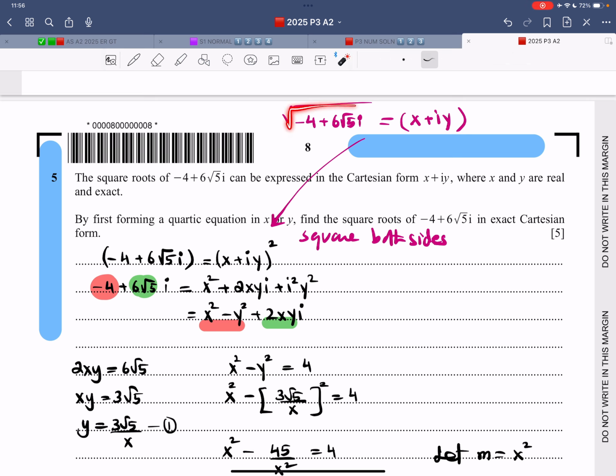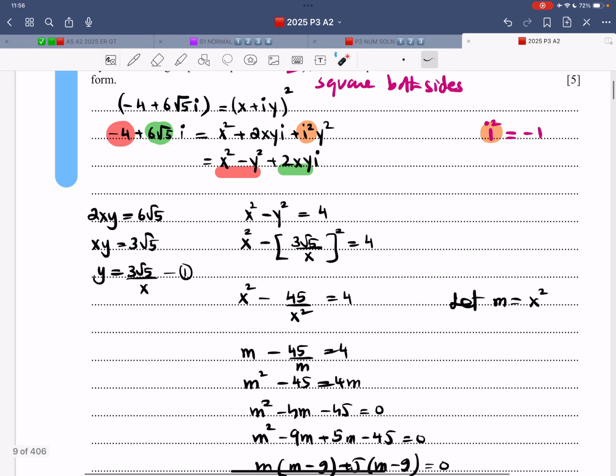X plus iy, the whole thing squared, that is like a square plus 2ab plus b square. Now keep in mind that i square is negative 1. So therefore this becomes a real number, and this is x square minus y square. We equate it to the real part. 2xy, we equate it to the imaginary part. So real, imaginary. X square minus y square is 4. Let me write this thing as equation 2. This is equation 1. You can make either x or y the subject.